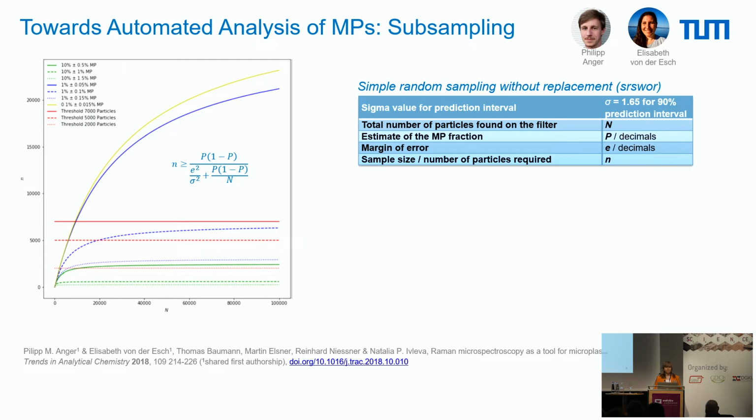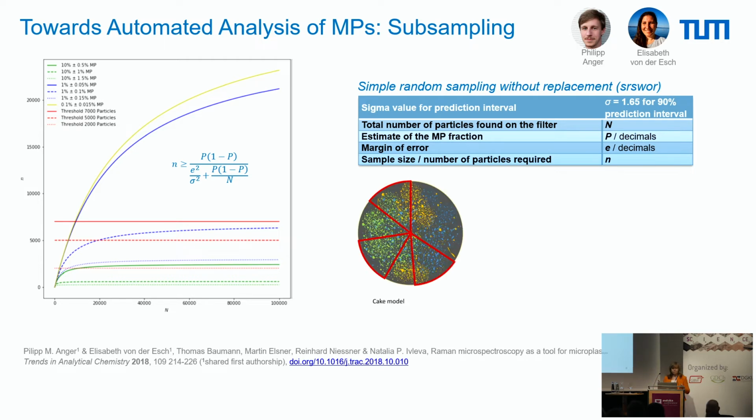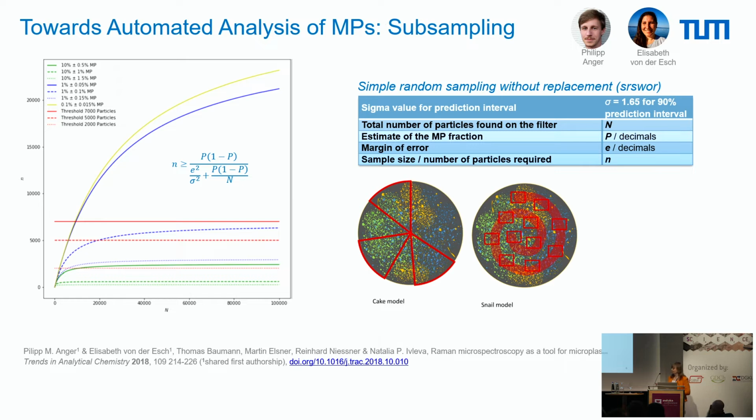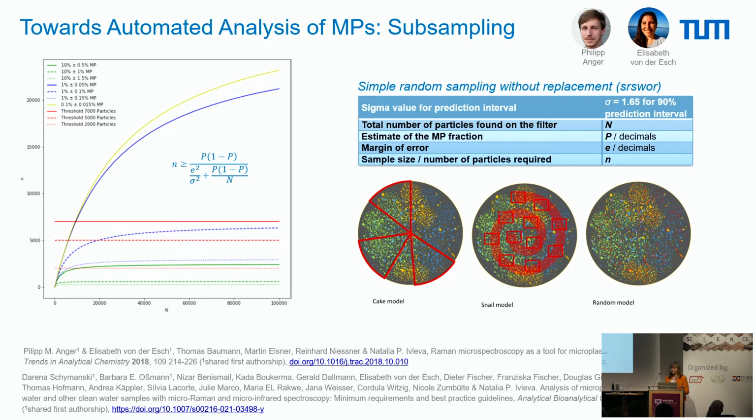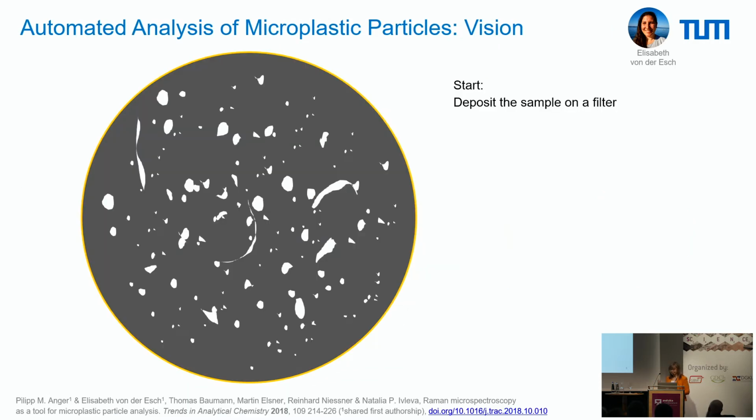to reach analytically sound results. If we know how many particles we have to measure, how do we choose these particles on the filter? Different procedures can be used, such as the cake model or snail model, where windows are chosen by some systematic procedure, but we know that representative subsampling can really be realized if we do random sampling, and we decided on this method in our analysis.